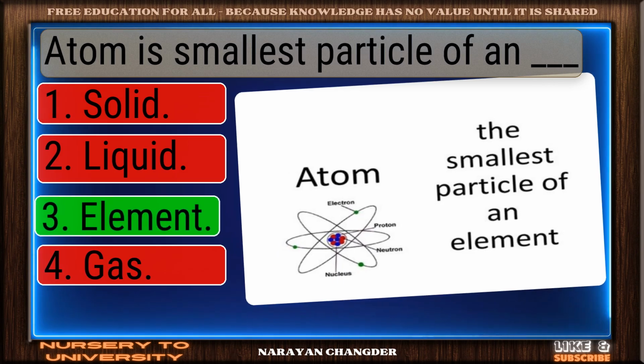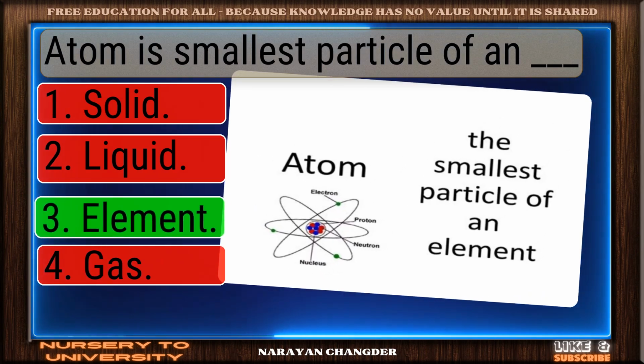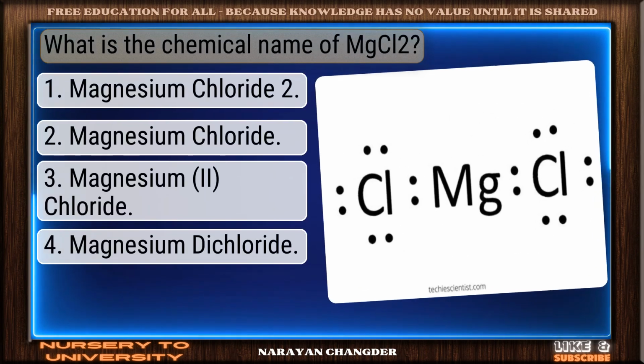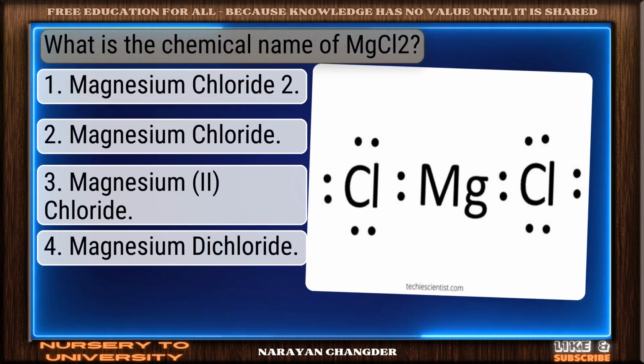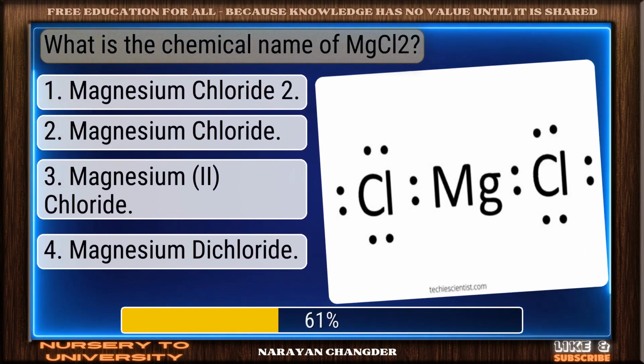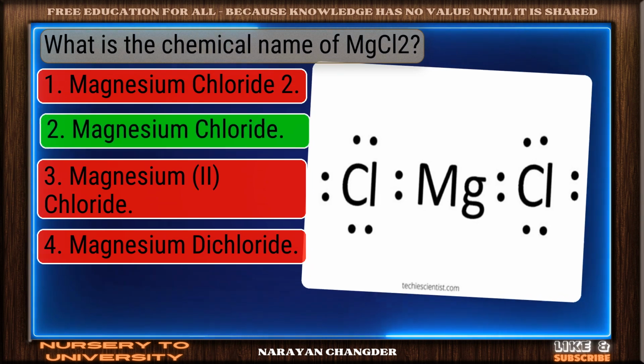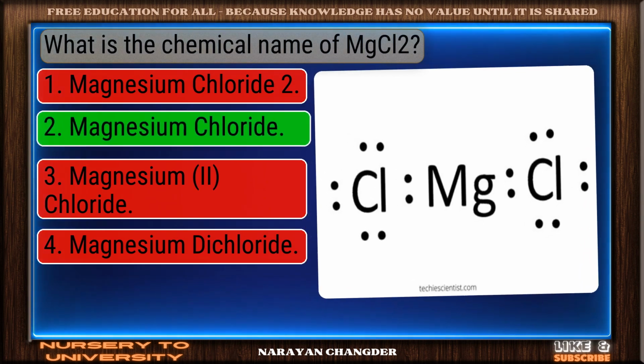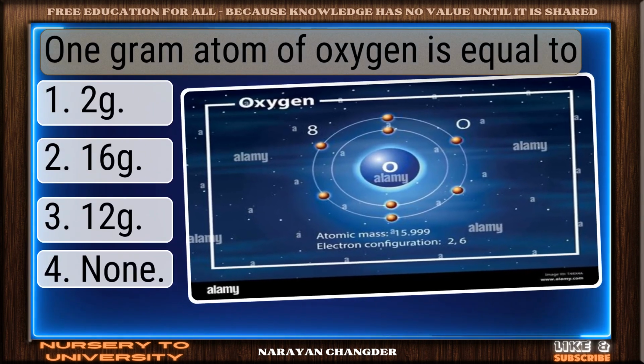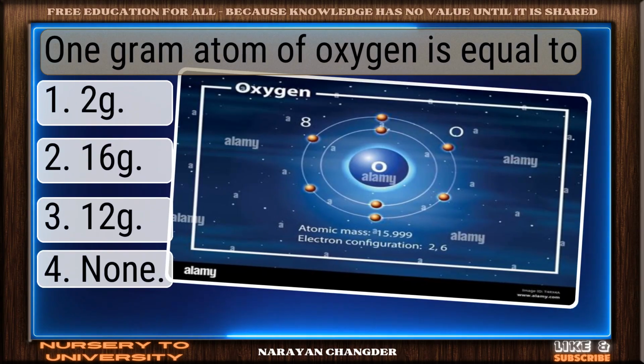Good job. Your answer, element, works well here. Question number 211. What is the chemical name of MgCl2? Good thinking. Magnesium chloride is the right answer. Question number 212. 1 gram atom of oxygen is equal to?